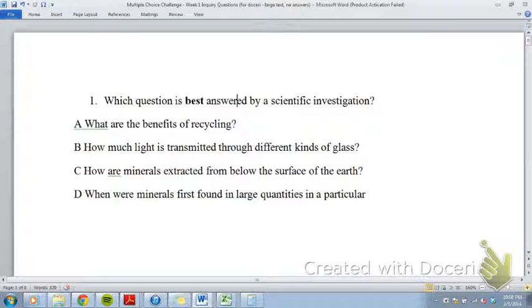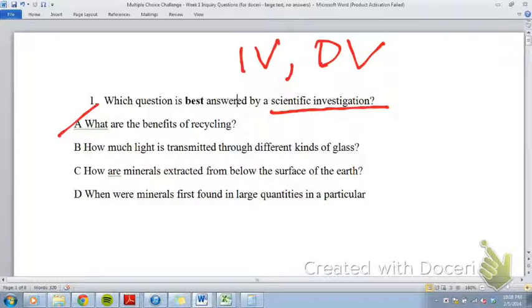Our first question talks about what question can be answered by scientific investigation. That means it's a question I need you to do an experiment about. And I know experiments have an independent variable, something we change, and a dependent variable, something we measure. What are the benefits of recycling? Well, I learned about recycling in science, but I'm not changing anything, nor am I measuring anything.